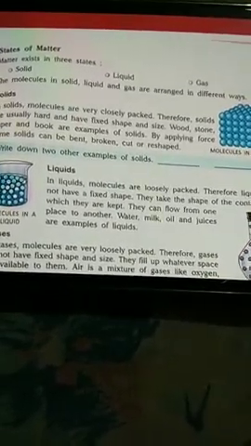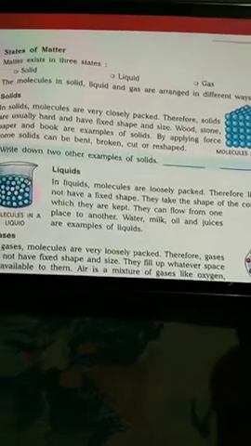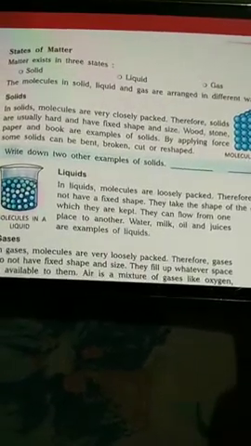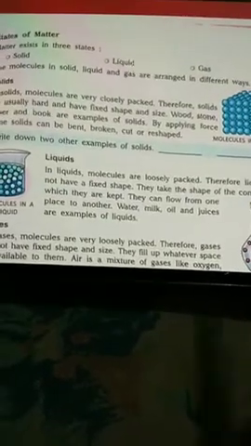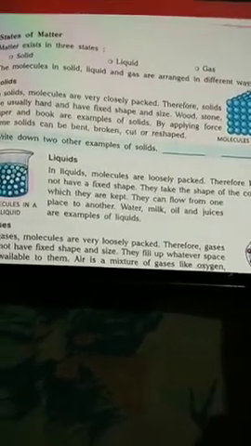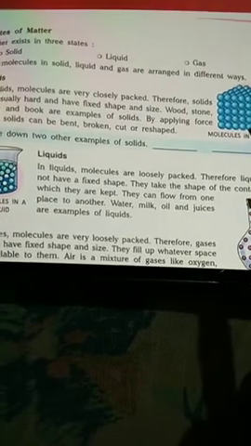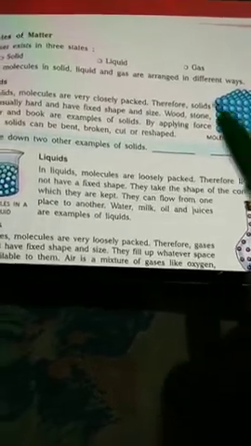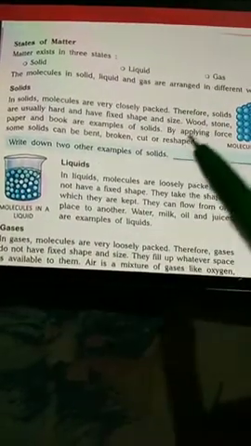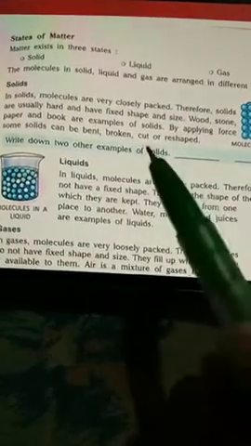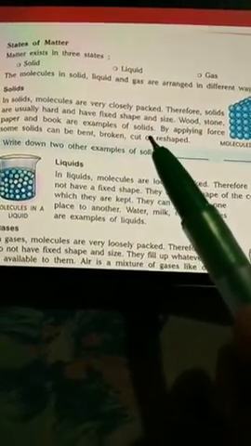The molecules are very tightly packed in solids, and this tightly packed arrangement of molecules gives the solid its fixed shape and size. This is because of the molecular arrangement of solids that the solids are hard. Examples are wood, stone, paper and book. You can cite some more examples.